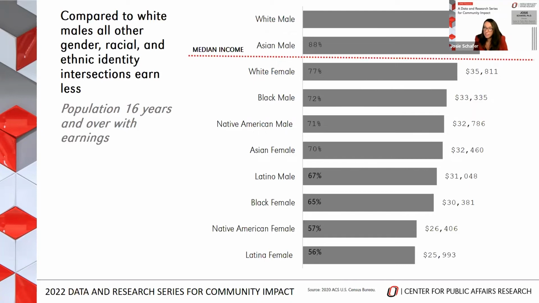This is the population 16 and over with earnings. White male to Latina making 56% of a white male. I don't know why those numbers didn't change. Anyway, median income's up here. Look at all these people sort of making below the median income by their intersections.